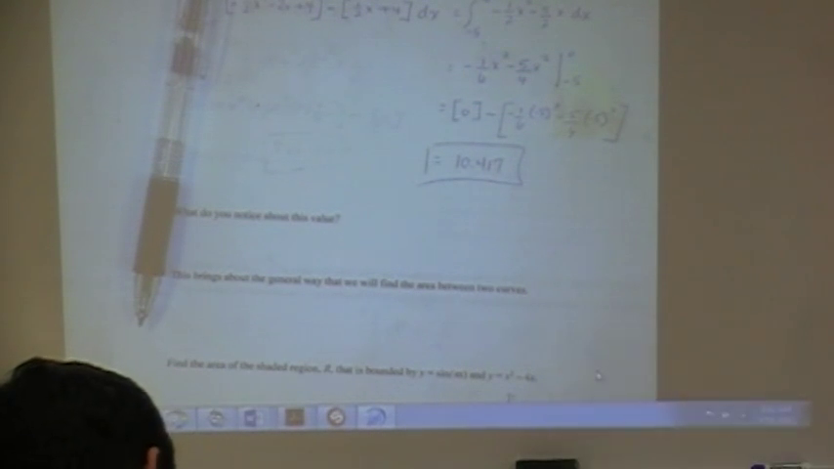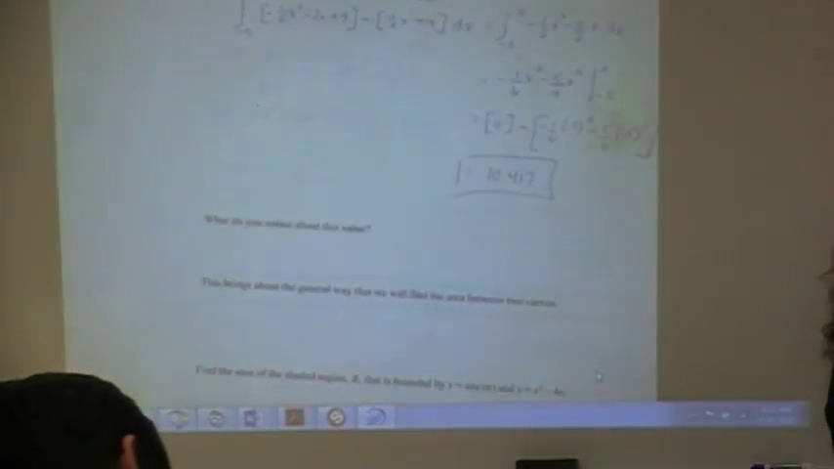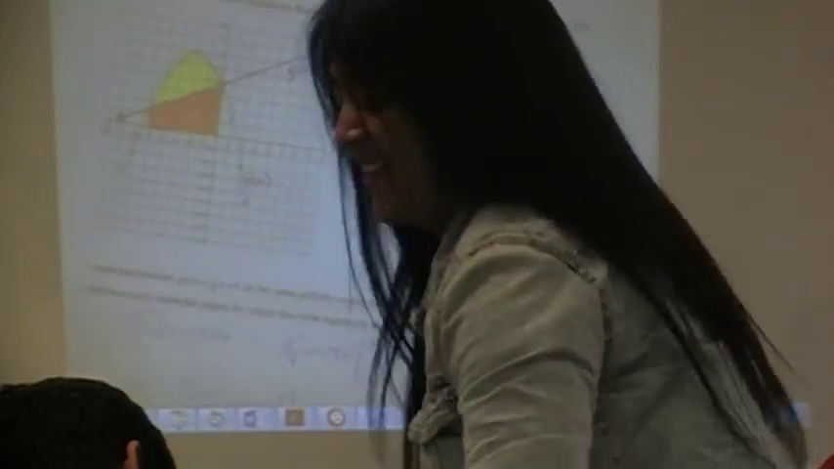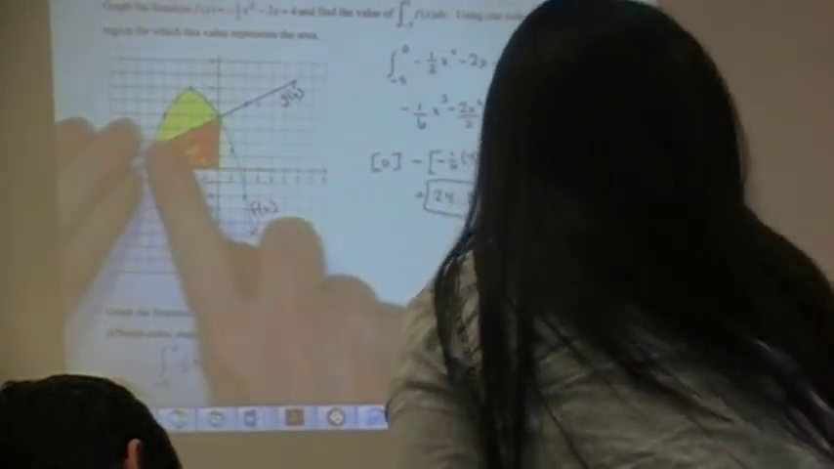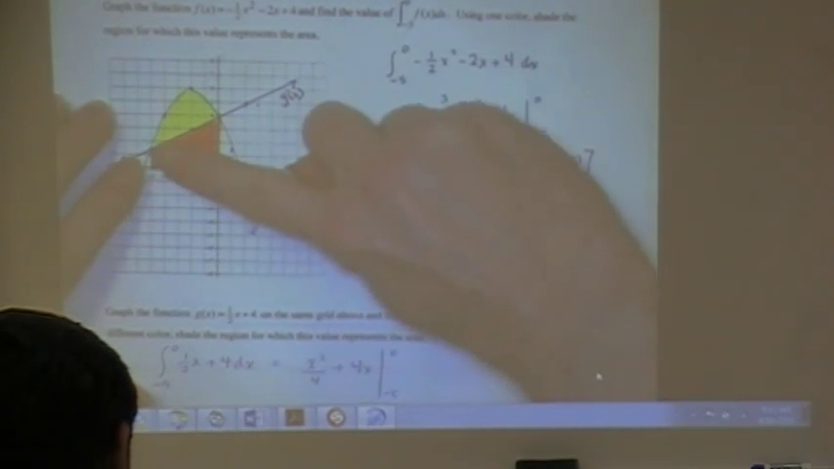Okay, so, real quick, because I didn't turn the camera on. We're finding area under the curve, which is just an integral. The first thing we did was graph this parabola, and we found the area under the parabola on the interval -5 to 0, which we shaded all yellow.